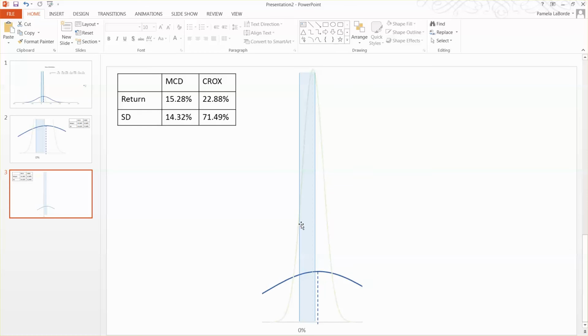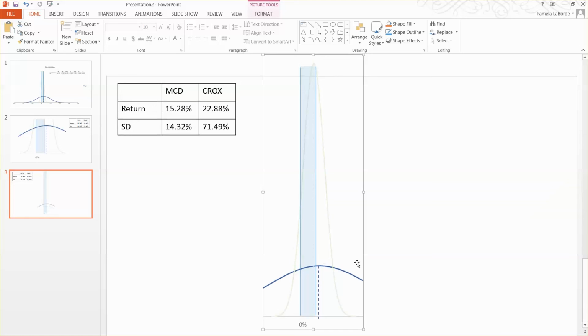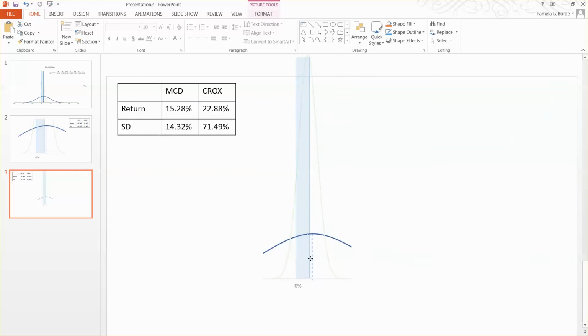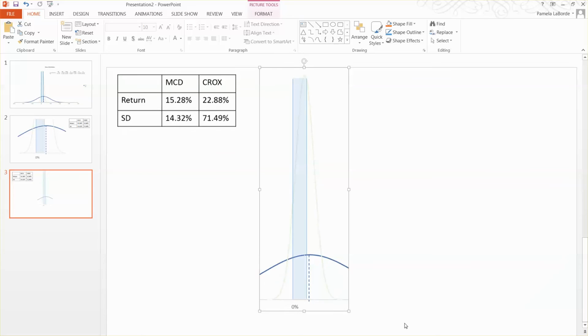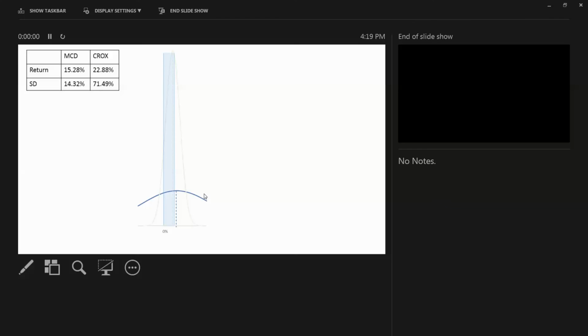Now I want to repeat this process with McDonald's, and I see my graph isn't showing up exactly the way I needed it, so I needed to edit this a little bit to bring everything on the screen. Hopefully this will work.